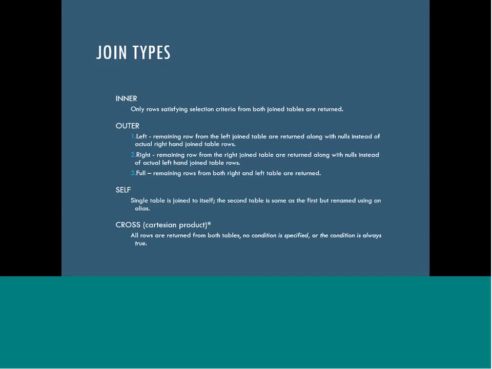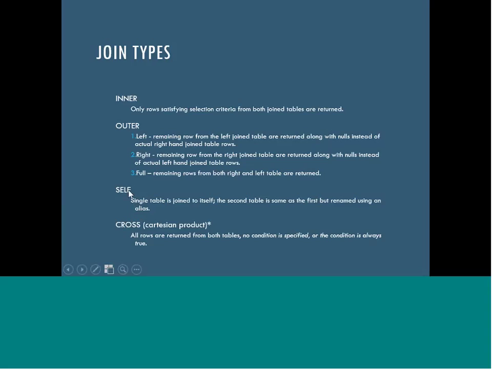Outer join. In outer join there are three types of outer joins: there's outer left join, outer right join, and outer full join. In the outer left, the remaining rows from the left table are returned along with nulls instead of actual right hand table values. So it's basically going outside of what needs to be matched. The right is obviously the opposite, and the full is basically remaining rows from right and left are returned.